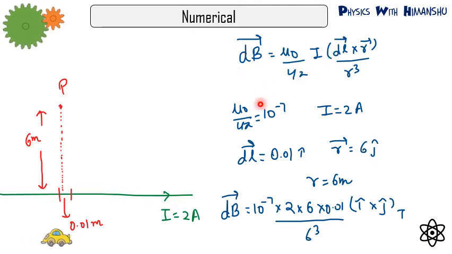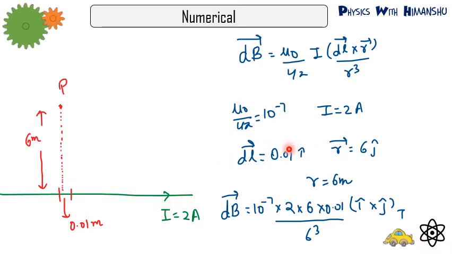So mu naught by 4 pi is 10 raised to power minus 7. Current is 2 ampere, given in the question. dl is the length vector, so the length is 0.01 and the direction of the length vector will be parallel to the current, so i cap, because the current is in i cap. So dl will be 0.01 i cap. r will be 6 j cap.